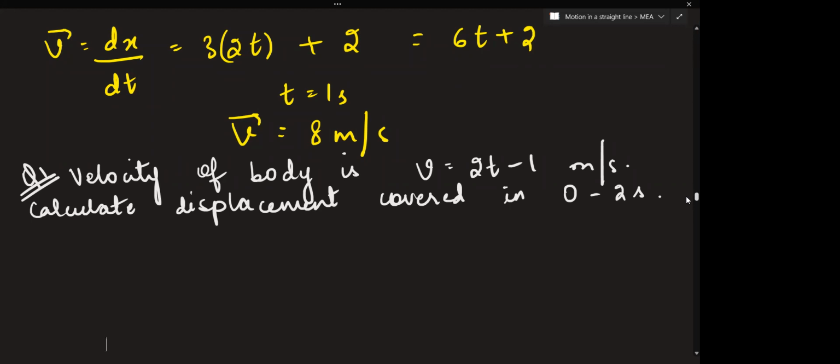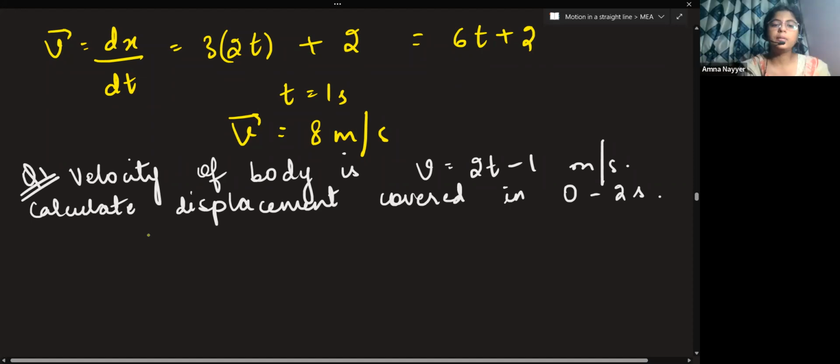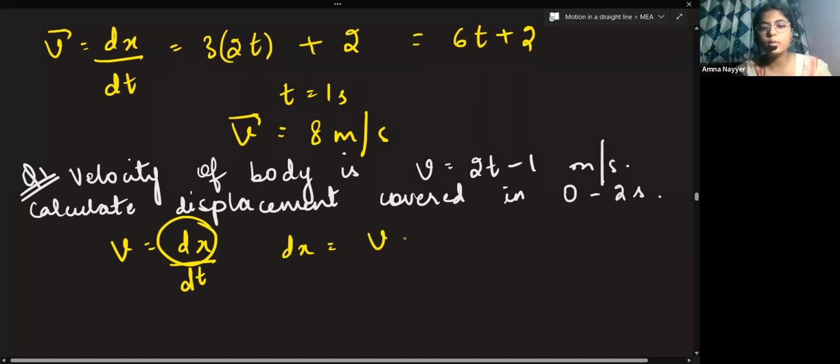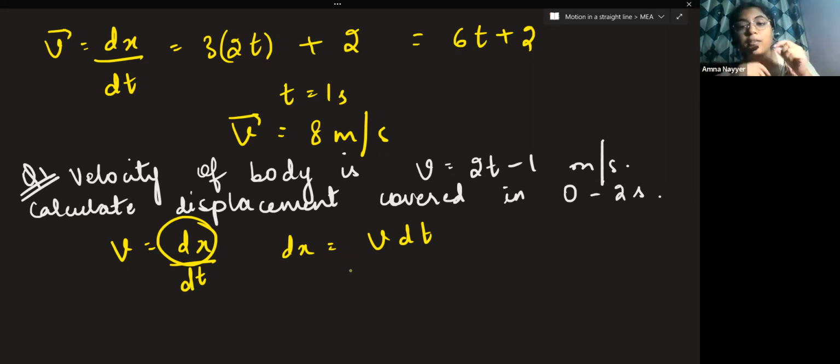Velocity is given. So it means velocity was dx over dt. Now we have to find out dx. Earlier, displacement was given, so we could calculate velocity. It means dx will be equal to V dt. Here, displacement is a small quantity and velocity is a bigger quantity. So we have to integrate it from 0 to 2 seconds.